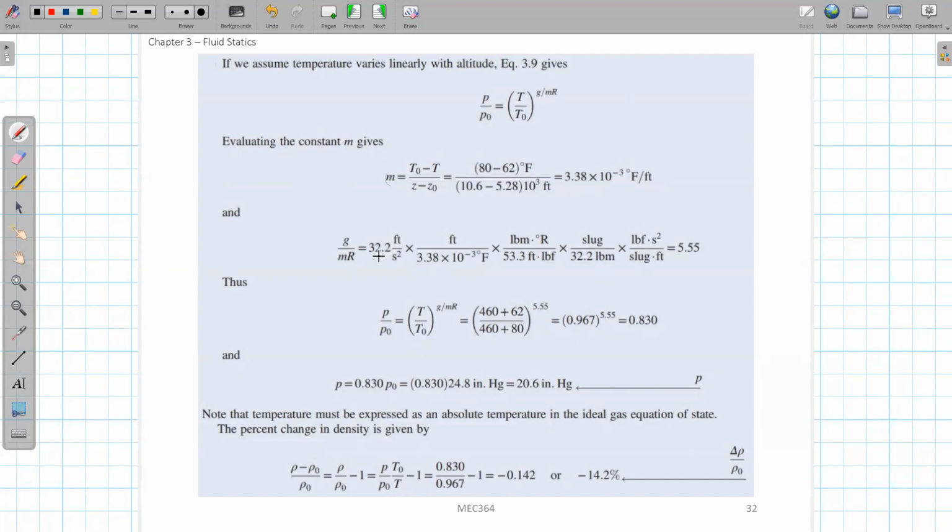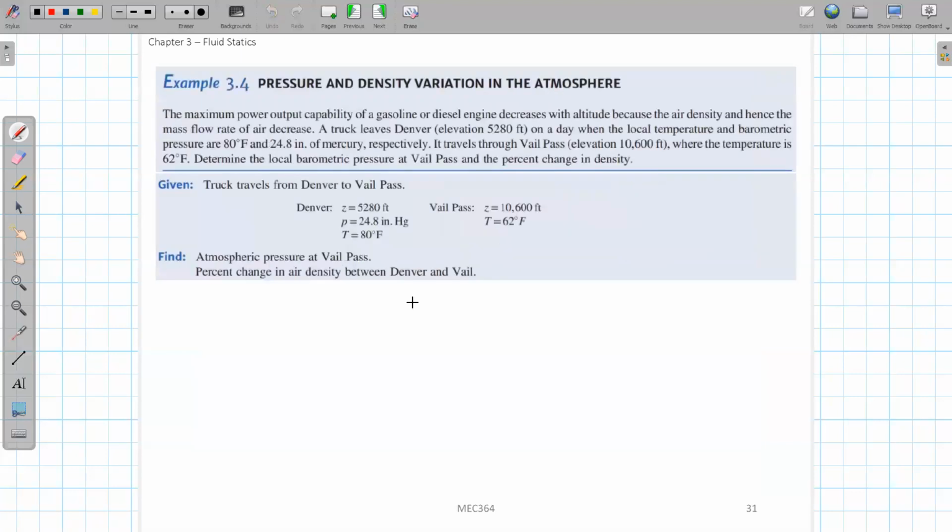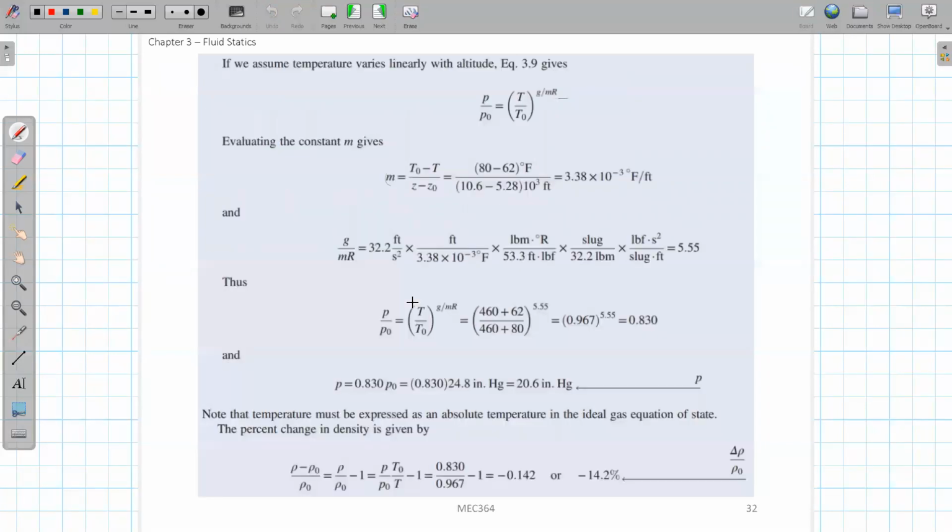After we get this m value, and we have the gravity and the gas constant for air, you can quickly calculate the exponential coefficient for this correlation, which is 5.55. Finally, you put everything together into this equation, and it shows that the new pressure at this higher altitude is only 83% of the original pressure in Denver. So this gives you quickly the pressure change.